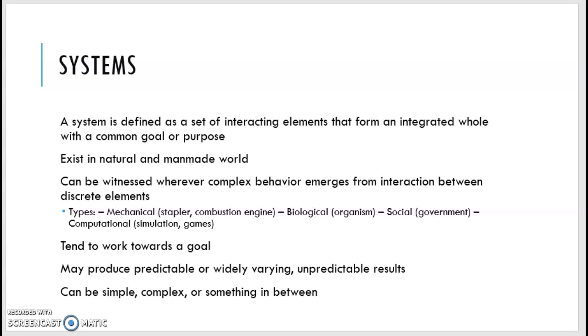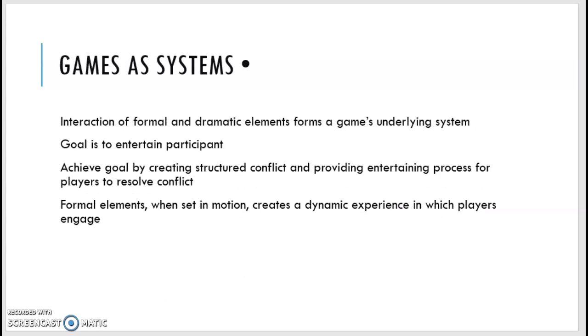So systems can be very simple. They can also be complex. A social government system is pretty complex, but something like a mechanical stapler might not be too complex, something in between. Games are systems because of the interaction of each of the elements from the previous chapters in order to reach a goal. Reaching a goal is not inherently direct or overly easy in a decent game. It is structured by conflict and challenge, by rules, by procedures, by boundaries. But those formal elements, when set in motion, create this dynamic experience. And that makes this a system.